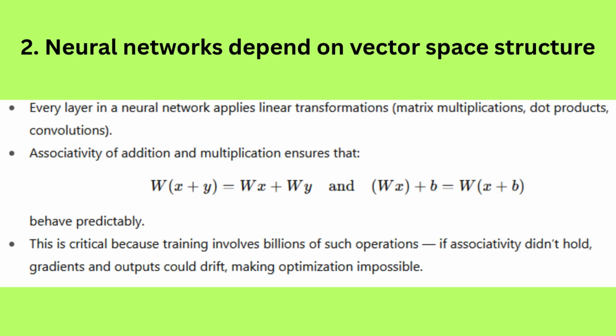Moving on, neural networks depend on vector space structures. Every layer in a neural network applies linear transformations, which are basically matrix multiplications, dot products, and convolutions. Associativity of addition and multiplication ensures that things behave predictably. This is very critical because training involves billions of such operations. If associativity didn't hold, gradients and outputs could drift, making optimization impossible.